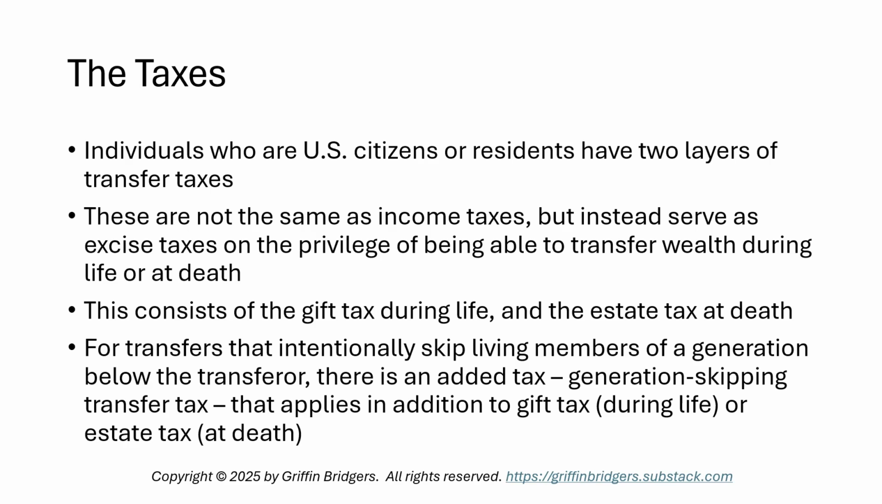So let's jump in. When we have transfer taxes in general, what we're looking at is a couple layers of them. We have gift and estate taxes that we usually see, one applying to transfers during life and the other applying to transfers at death. And then also an additional layer that, in addition to the gift or estate tax, can impose what's known as a generation skipping transfer tax for transfers that intentionally skip living members of the generation immediately below the transferor.